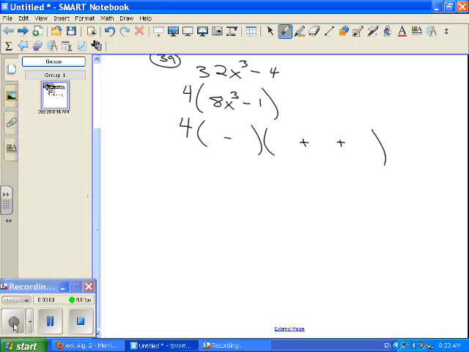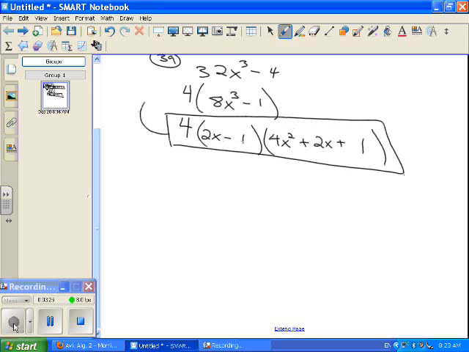All right, so just like we did in the last one, what's the cube root of this first term? 2x. The cube root of 1? 1. All right, so then I take the first term, 2x, and I square it. 4x squared. Take the 1 and square it, and then multiply them together. Cool. That's the completely factored version of that.